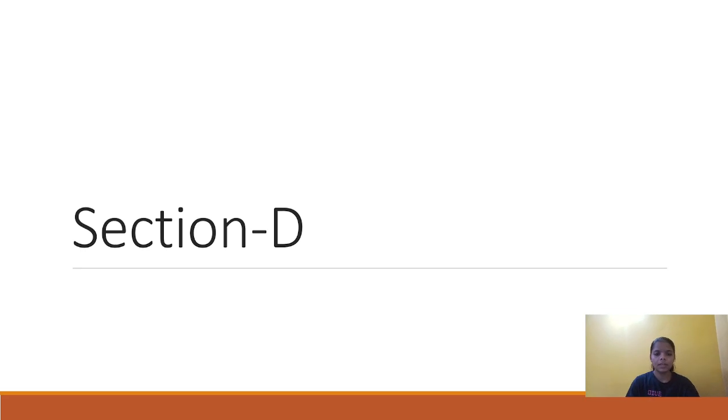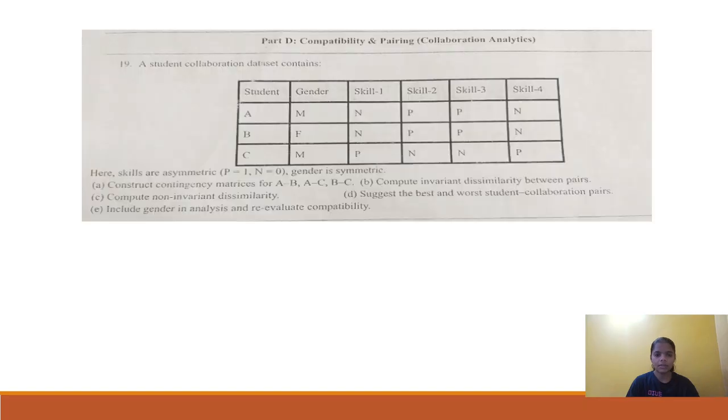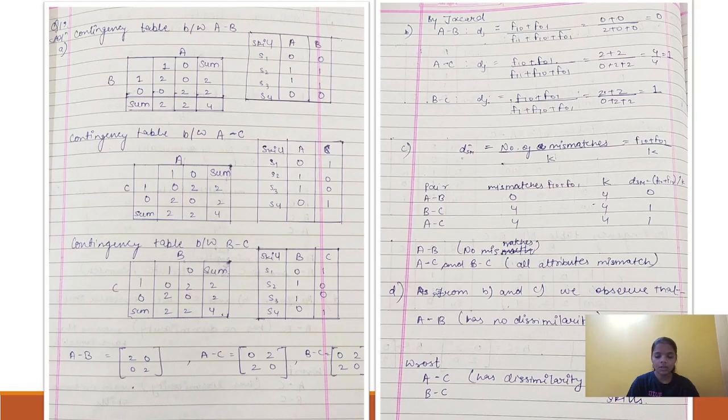In this video, we will cover internal first section D, compatibility and pairing collaboration analytics. Here, the question: a student collaboration dataset contains students A, B, C, gender, male and female, and skills 1, 2, 3 and 4. Now, here we have to construct the contingency matrix for A, B, AC and BC. As we know, here skills are asymmetric where P equals 1 and N equals 0, and gender is symmetric. Now first we should know what a contingency matrix is.